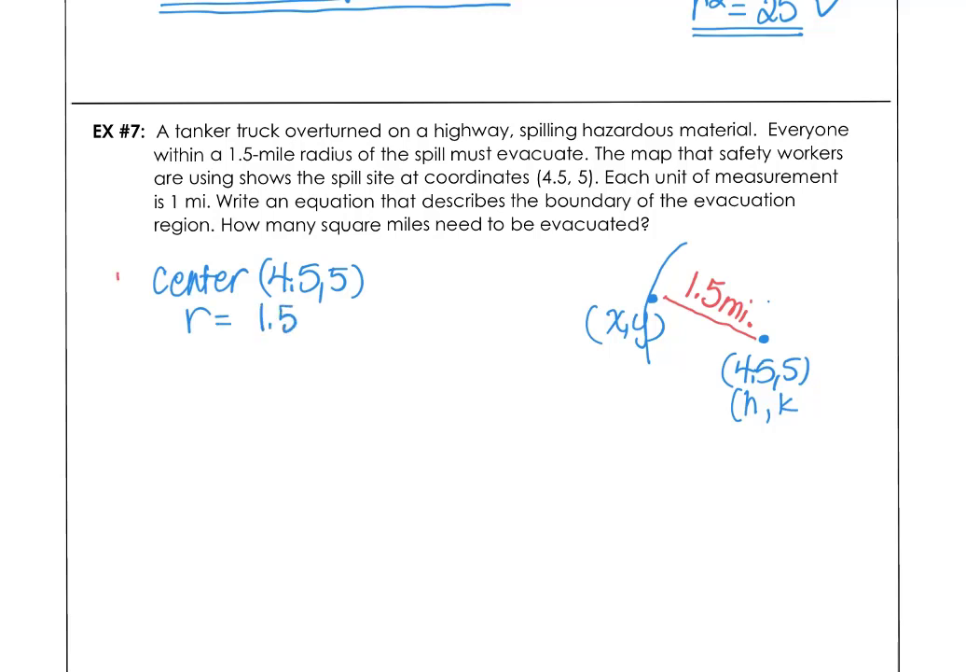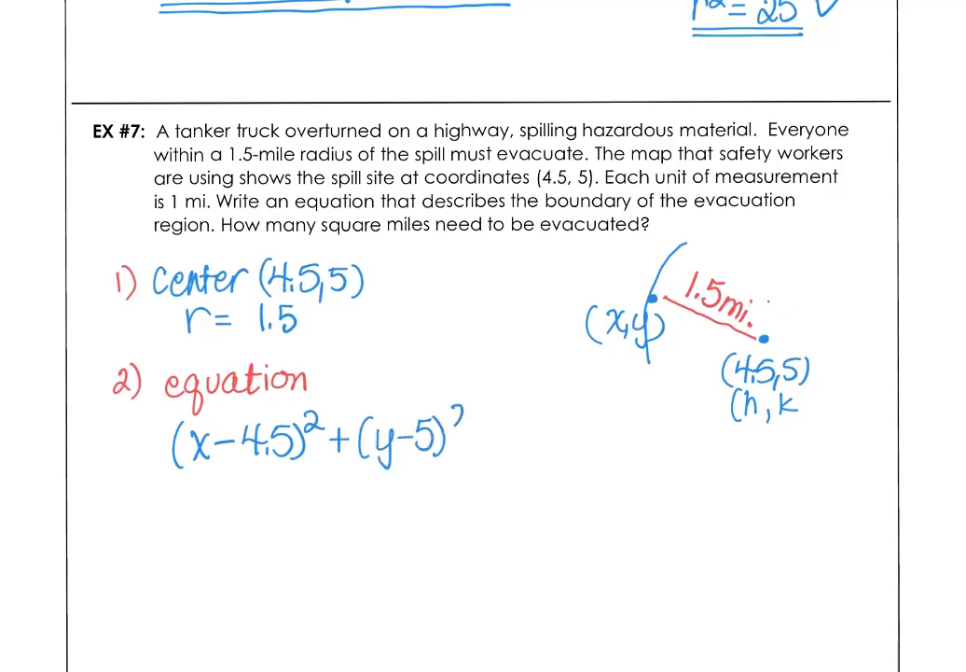So the second thing we want to do is write the equation, and then we'll figure out the area of the circle. So the equation is (x minus 4.5) quantity squared, and (y minus 5) quantity squared, and 1.5 squared is 2.25. So this is the equation for our circle.